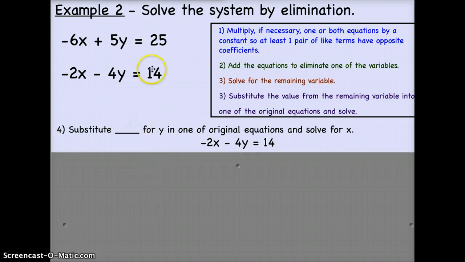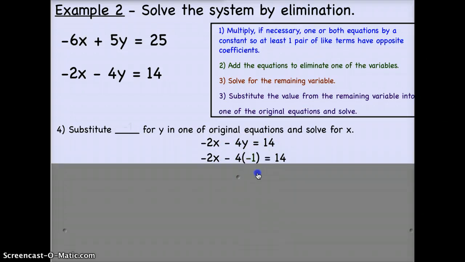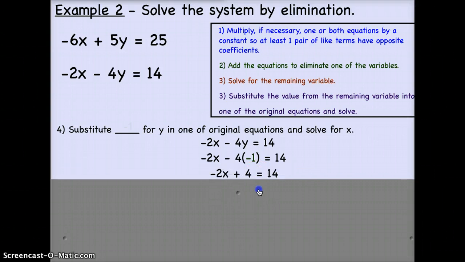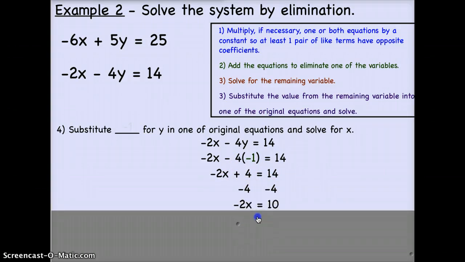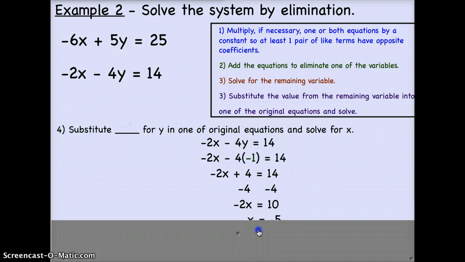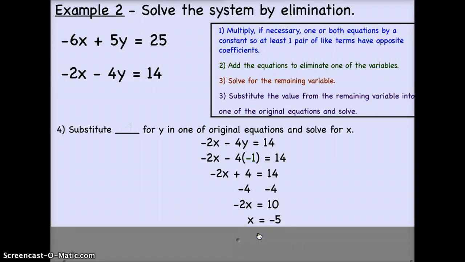Again, I don't know why it's not working, but that should be a negative 1, so write negative 1 here. I'm going to substitute negative 1 for y in the second equation. You can use either. So negative 2x minus 4y equals 14. My negative 1 is my y value, so when I fill it in, I have negative 2x minus 4 times negative 1 equals 14. Negative 2x plus negative 4 times negative 1 is 4, so negative 2x plus 4 is 14. Subtract 4 on both sides. Now I have negative 2x equals 10. Divide by negative 2 on both sides, and we get that x is negative 5.